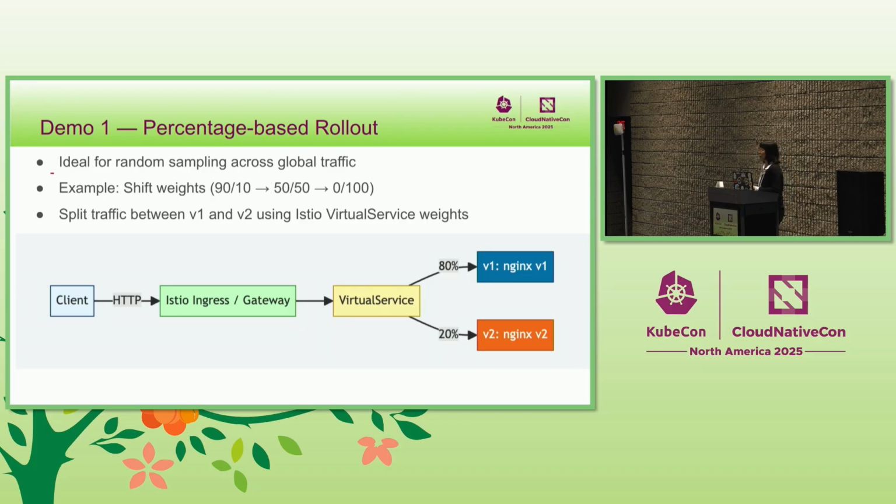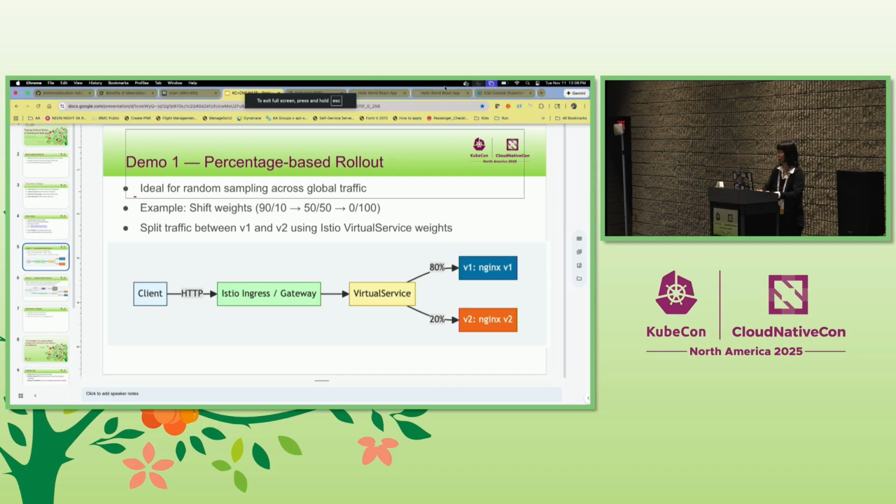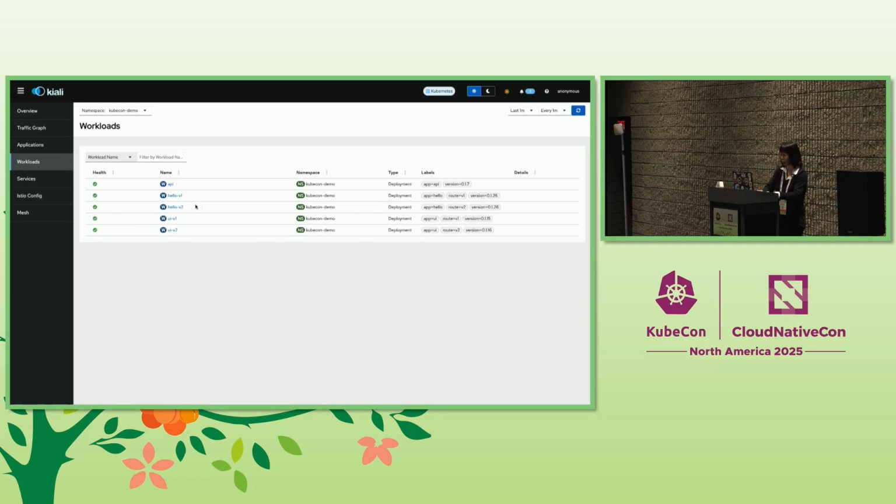Okay, about demo one, I'm going to quickly show the very basic feature of Istio. It can do weighted routing based on percentage. So for that, let me just, okay, I have some of the application installed. Like I have this Hello World version 1 and version 2.